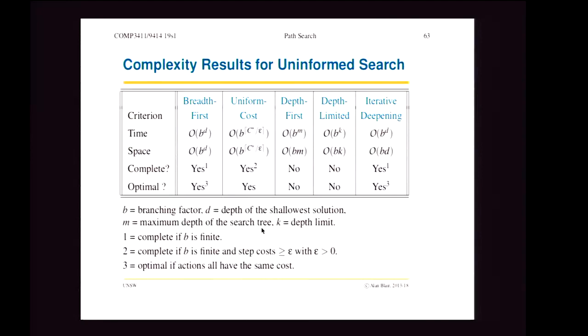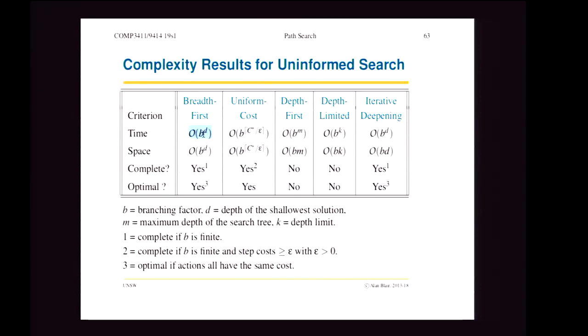And this is the table that summarizes all of these properties. Just one final thing before we take a break. This time complexity of breadth first search, sometimes people write b to the d plus 1 here instead of b to the d.